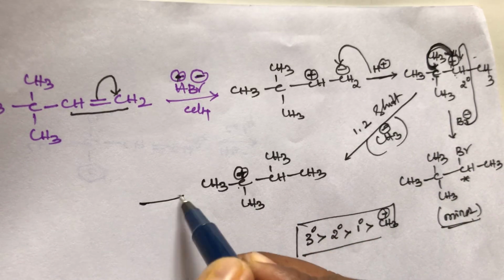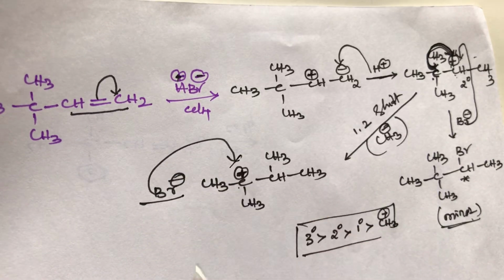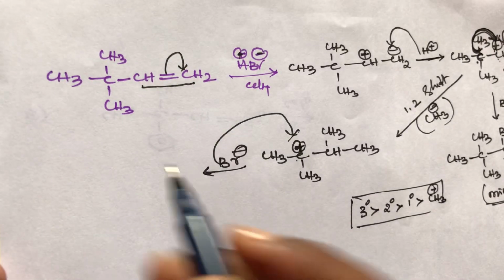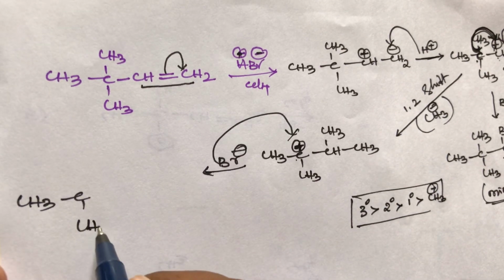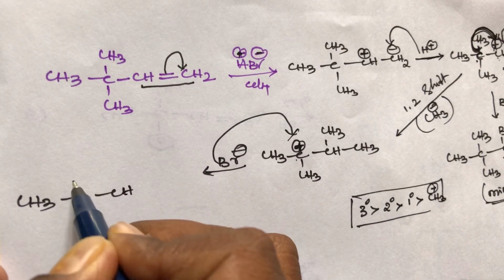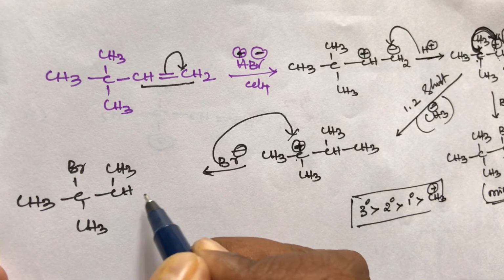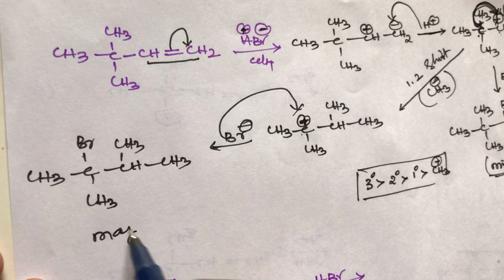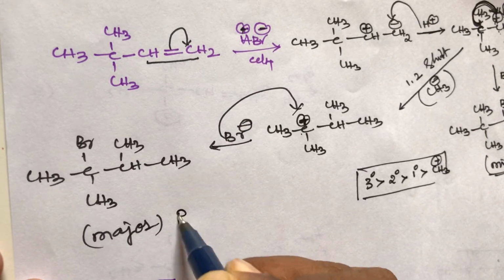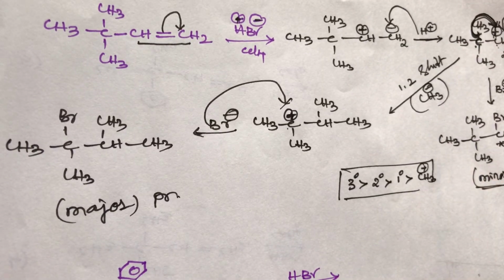After that, this Br minus will attack the positive charge side. So the final product is CH3, C, CH3, here Br, then CH3, then CH. This is the final, student, the major product. What is the reason? This is the minor product, this is the major product, due to hyperconjugation.